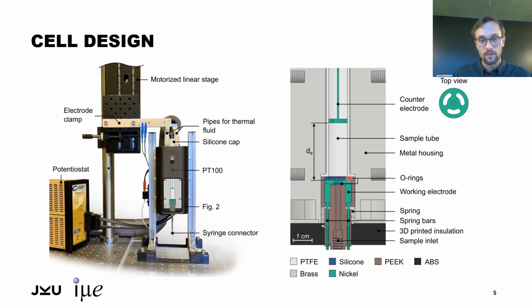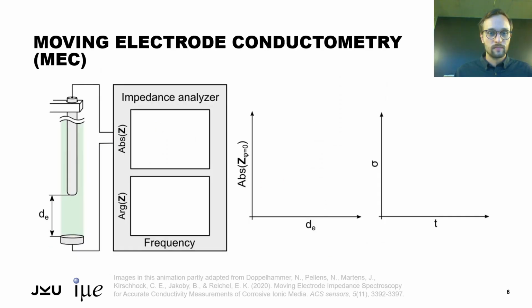Here in the bottom is a working electrode, and the sample itself is contained in this sample tube here made out of Teflon, and all these parts are enclosed in a metal housing which maintains the temperature control. And by varying this inter-electrode distance here, we can do something that we call moving electrode conductometry. So what is moving electrode conductometry? For a better explanation, I prepared a short animation, and let's have a look at it.